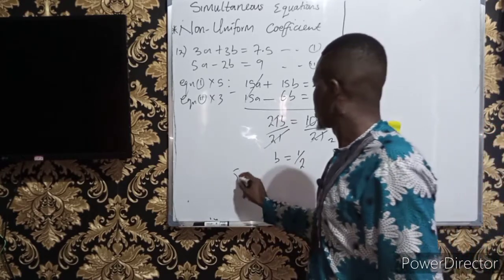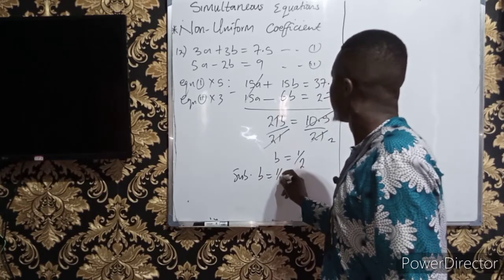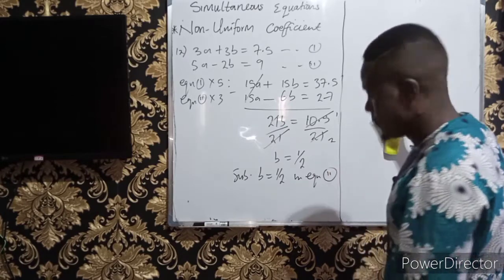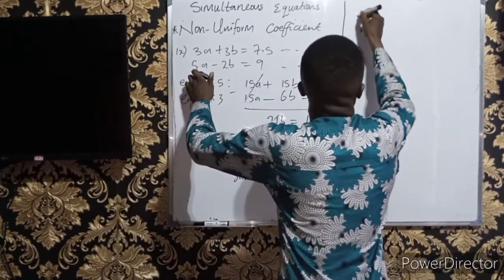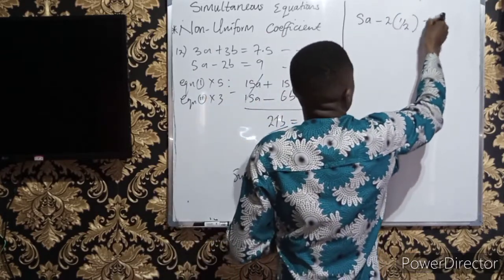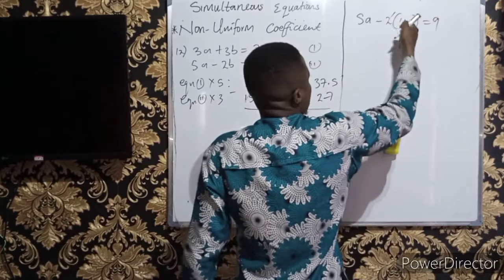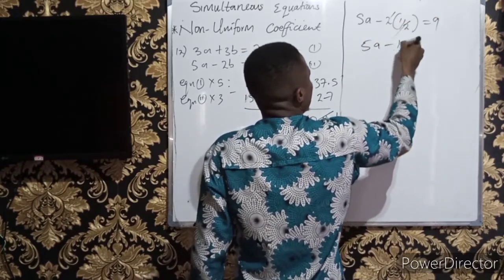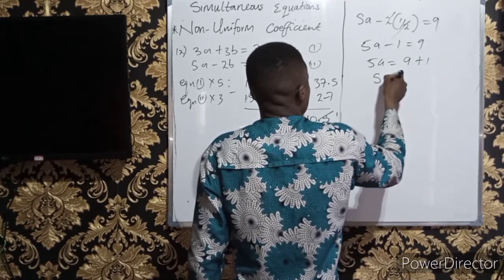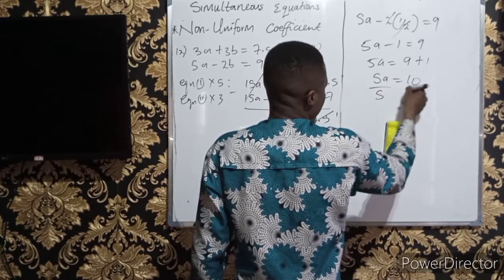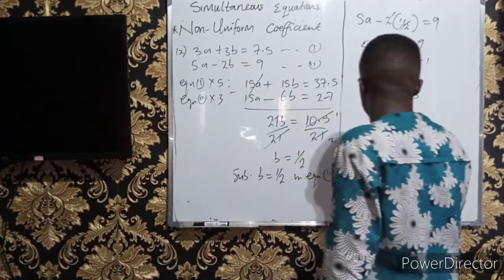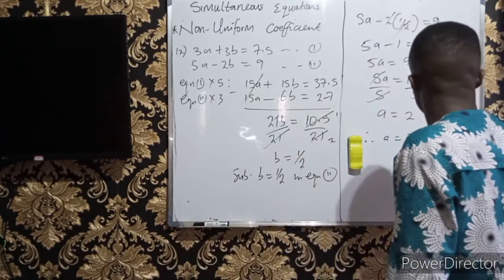Then I will substitute b equal to half in any of the equations. Let's say equation 2. From equation 2, I will have 5a minus 2, seeing b, I will just put half, equals 9. This cancels out, leaving us with negative 1 equals 9. So 5a is now 9 plus 1. So 5a is 10, divided by 5. So a is giving us just 2. So therefore a is 2 and b is half.